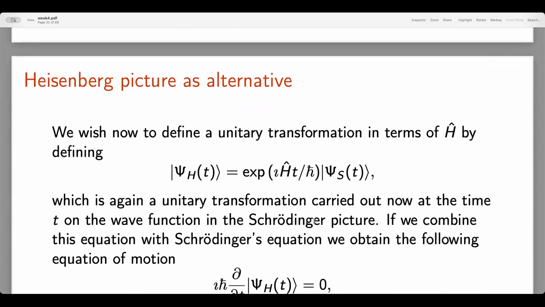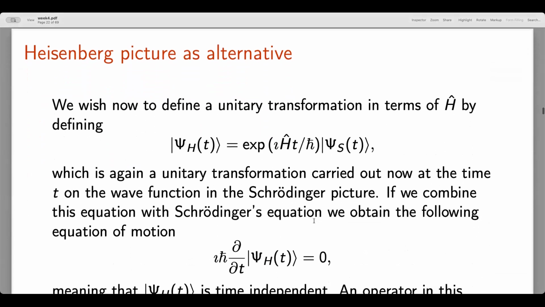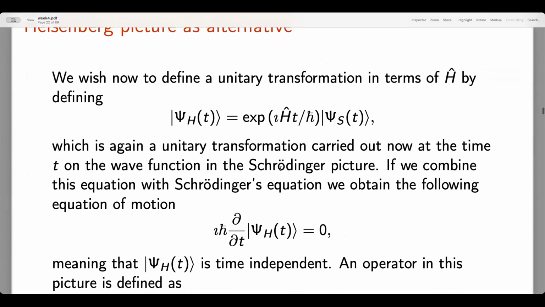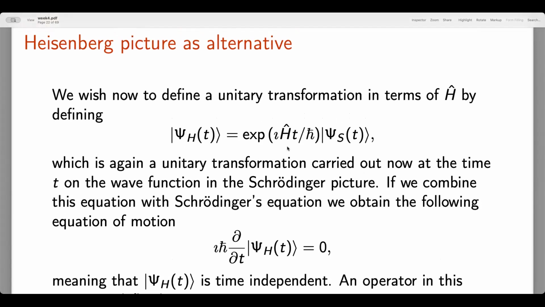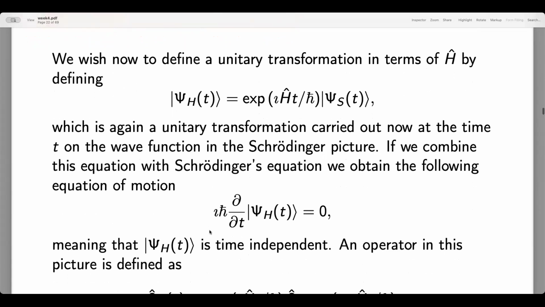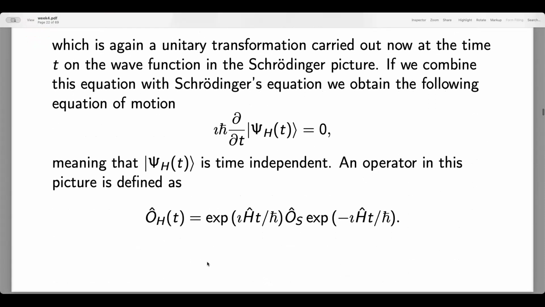There is an alternative in case you want to have a Hamiltonian here, which is time independent. And in that specific case, there's something which is called the Heisenberg picture. And then you would have a new unitary transformation where you take the full Hamiltonian and act on your solution in the Schrödinger picture. And if you combine this with the Schrödinger equation, you actually have the following equation of motion, because this psi is going to be time independent. That's just another way to rephrase things.